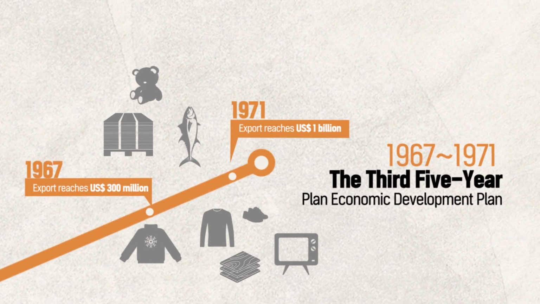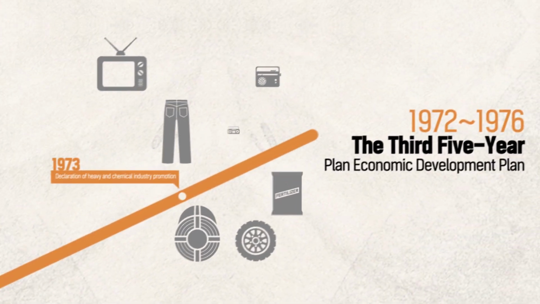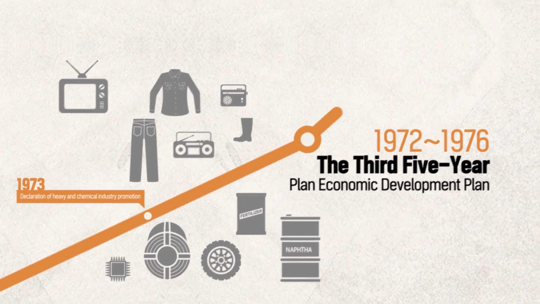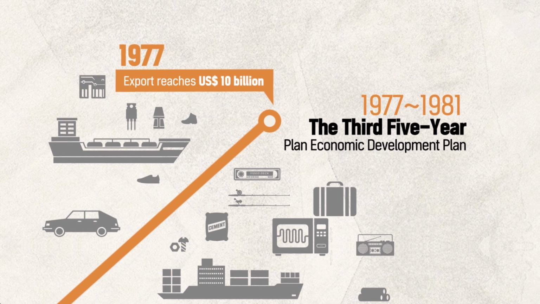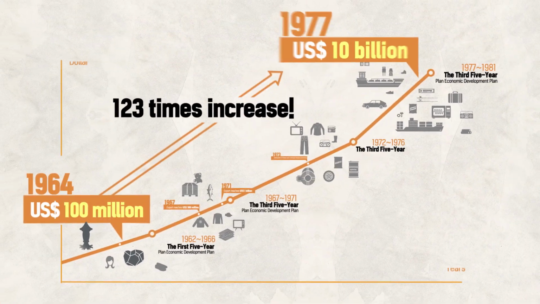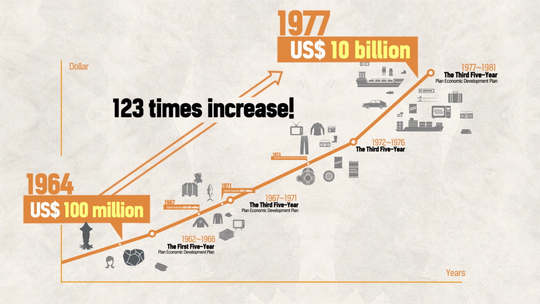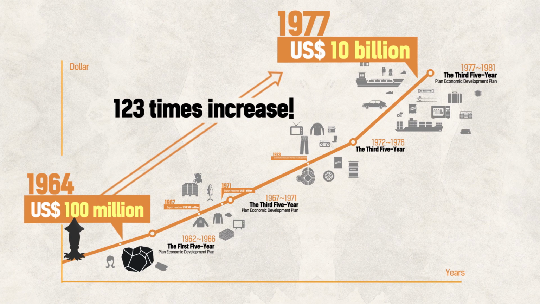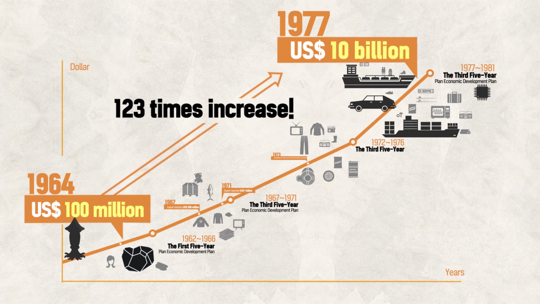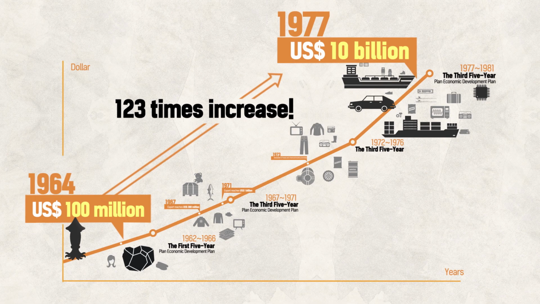As a result, South Korea has achieved impressive economic growth in the 1960s and 70s. Export volume increased drastically by more than 123 times. Korea's major export items shifted from primary goods to high value-added goods such as semiconductor, automobile, and ships. So how was this transformation possible? We will explore 3 key policy instruments that contributed to this remarkable success.